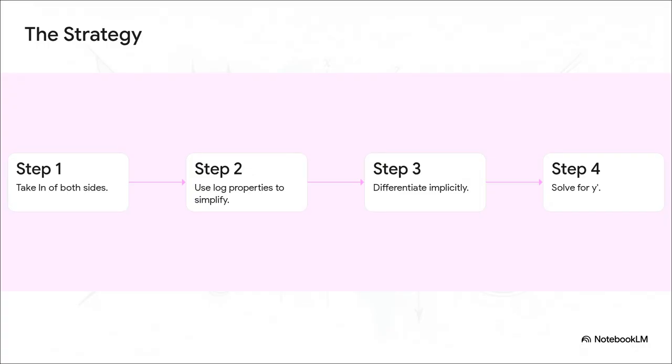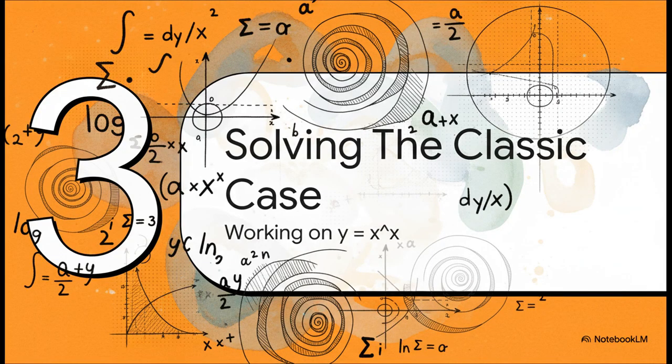So here it is. This is your toolkit. Really just four simple steps. 1. You take the natural log of both sides. 2. You use your log properties to break it down and simplify. 3. You differentiate implicitly. And 4. You solve for y prime. That's it. That's the whole strategy. All right, enough talk. Let's put this plan into action.